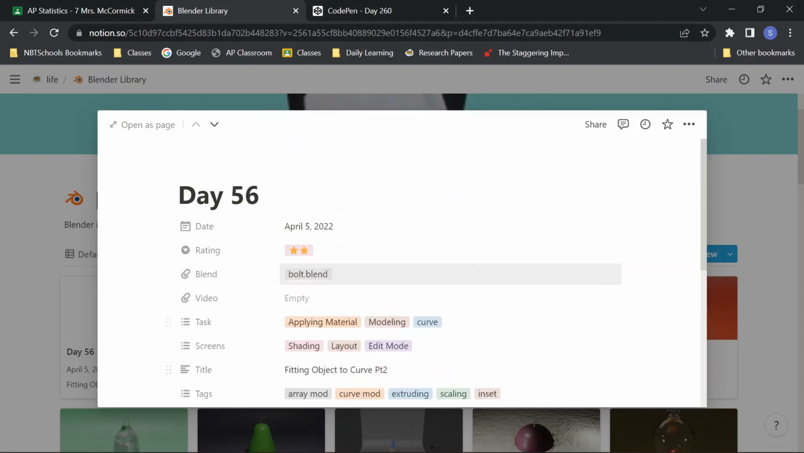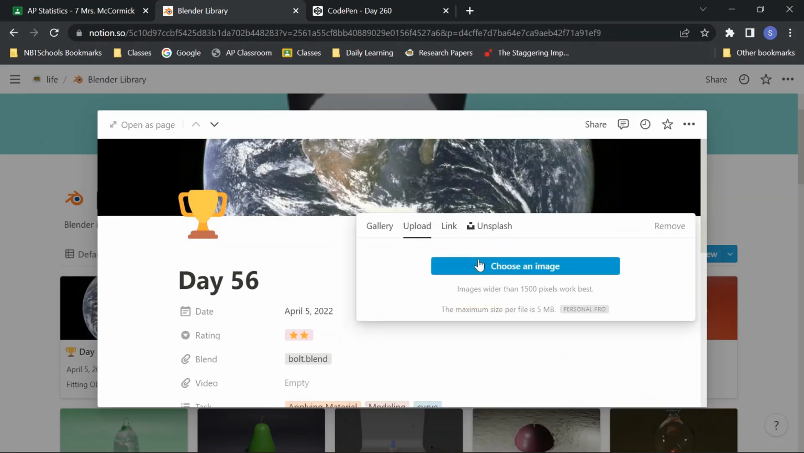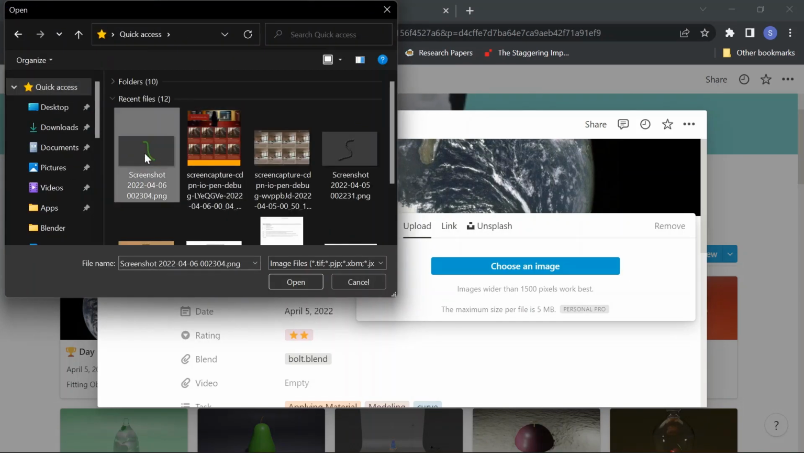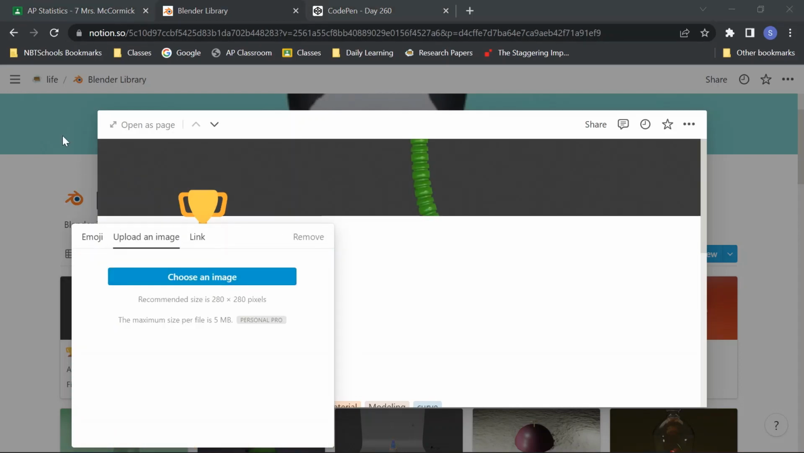It's just practice, and then change cover to whatever this is. Same thing over here. Choose image.